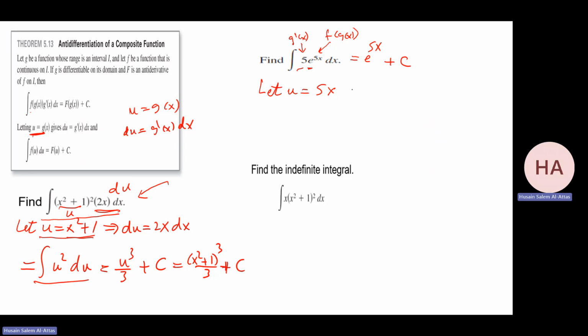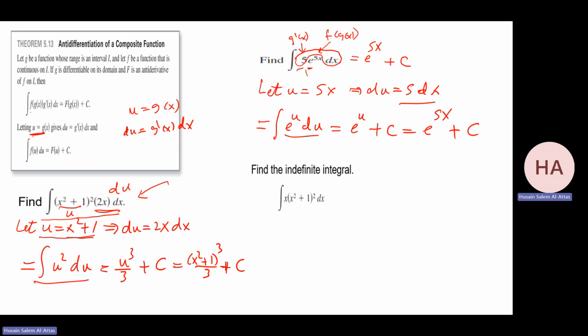By letting u, it will be easier. Let u equal 5x, then du will be 5 dx. That means this is du. So the integral will be e to the power u du, which I know how to integrate. 5 dx is du, so I have e to the power u du, which is e to the power u plus c. What is u? It is 5x.